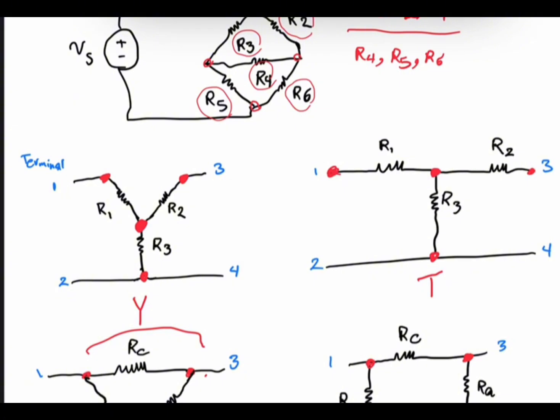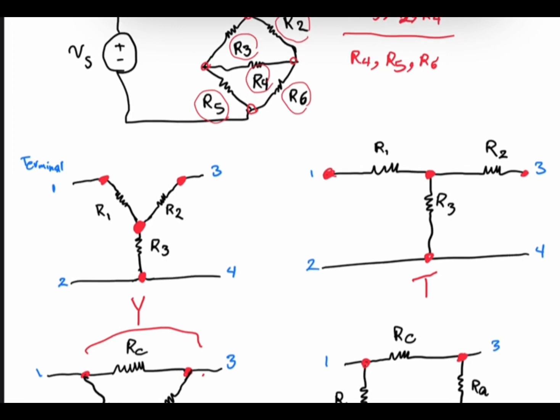We may also have heard about the T network. The T network is exactly the same thing as the Y network, but with a different representation, meaning that one leg of each resistor is connected to the central node, while the other leg is connected to the outer node.